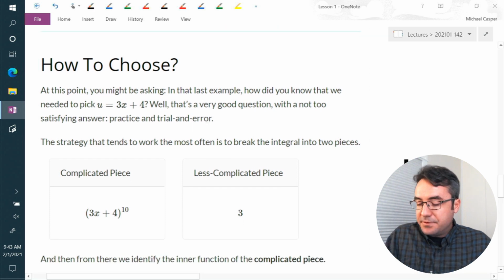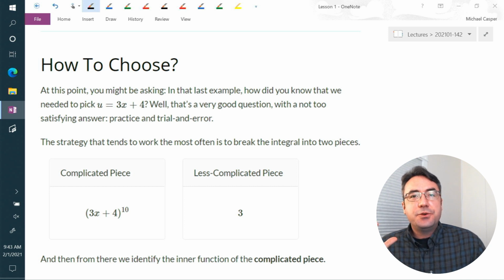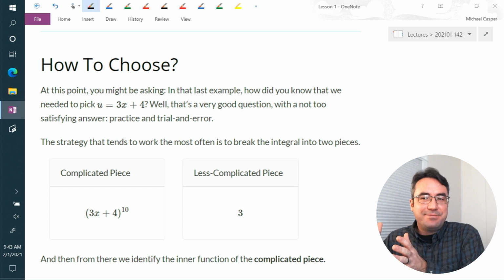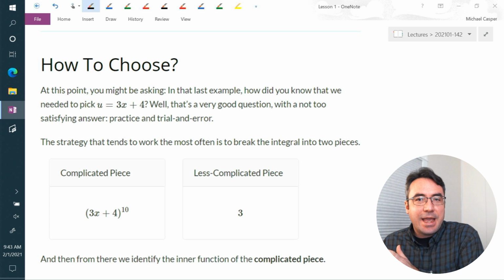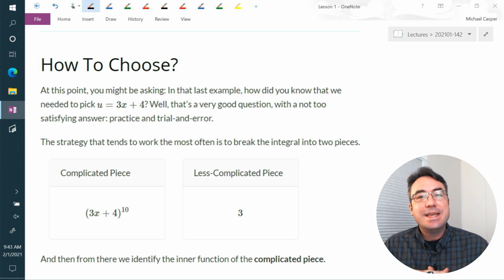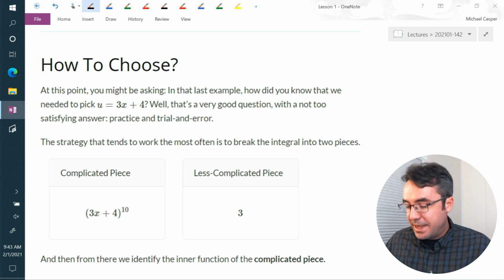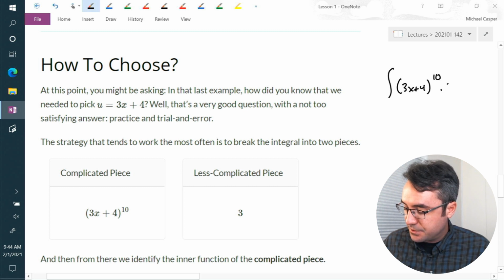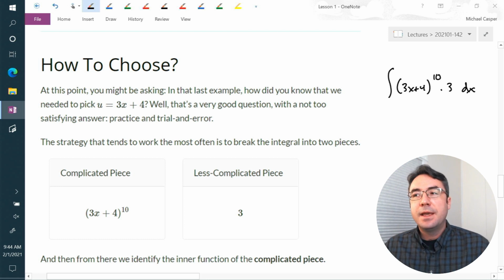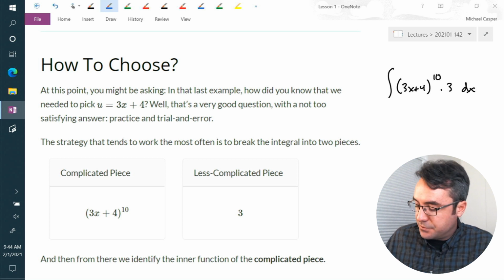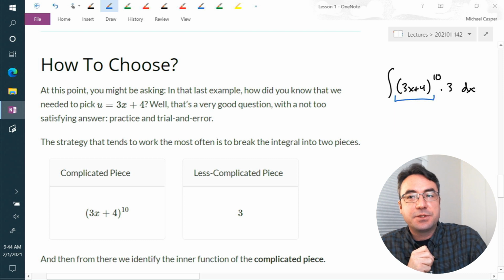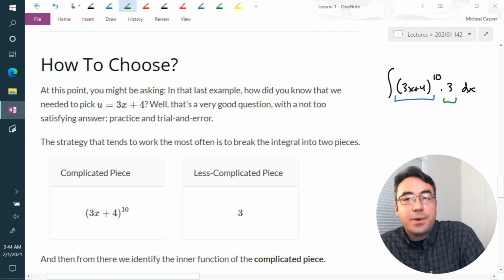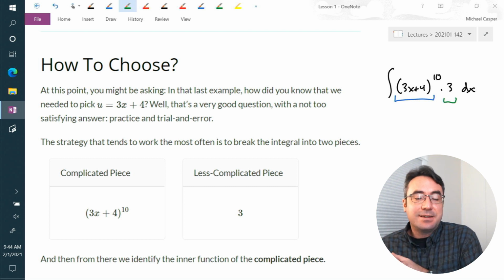But the process we're going to be taking most of the time is to break our function down into two pieces. Invariably it'll be a complicated piece and then a less complicated piece, something that's a little bit easier. And where we're going to focus when we're trying to decide what u should be is on that complicated piece. As an example, in example 1 we were doing the integral of 3x plus 4 raised to the power 10 times 3 dx. If we break that function apart, there's really two pieces that jump out at you. There's the 3x plus 4 raised to the power 10, and then there's this 3 that's next to the dx. There's a complicated piece, 3x plus 4 raised to the power 10, and a less complicated piece, the 3.